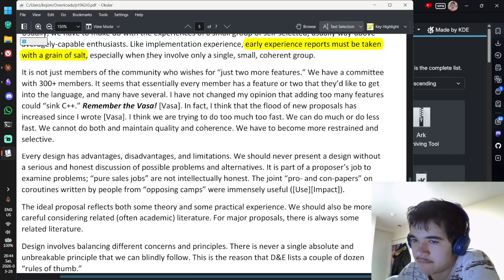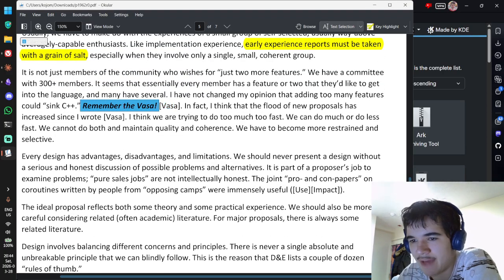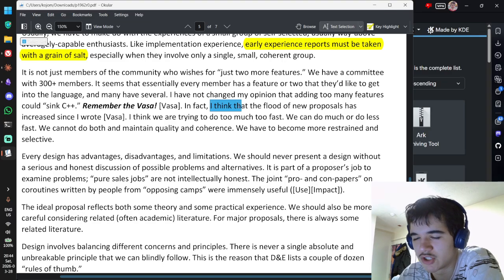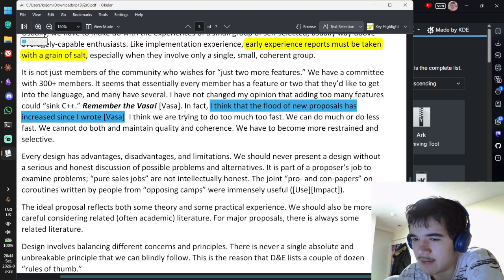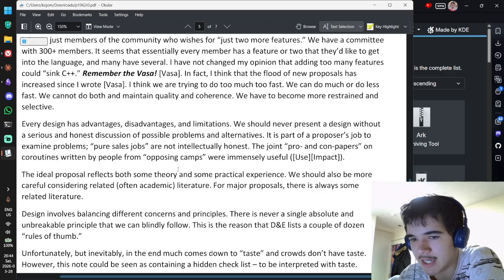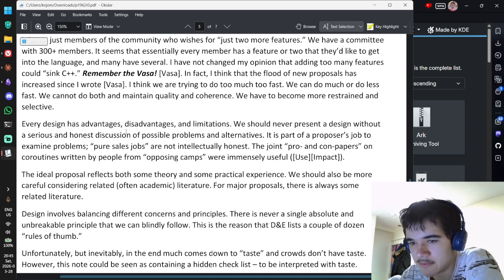Every design has it. By the way, it is interesting that there are more proposals now than ever for C++. You'd think people would just jump ship. I'm glad that languages like Rust coming into light are really making people reconsider the mindset of, oh yeah, C++ will just dominate this space forever. Because now people are like, wait a minute, we can create new languages. Cool. Every design has advantages, disadvantages, and limitations. We should never present a design without a serious and honest discussion of possible problems and alternatives. It is part of a proposer's job to examine problems. Pure sales jobs are not intellectually honest.